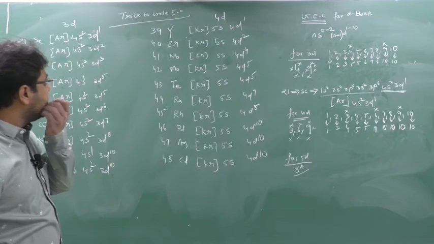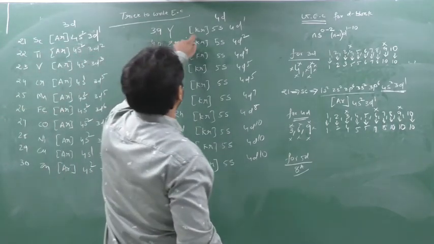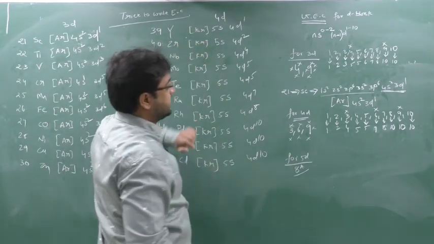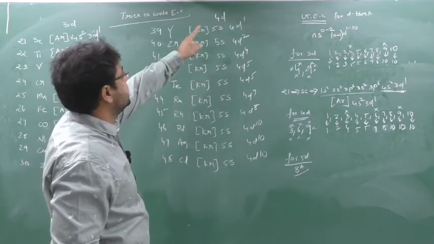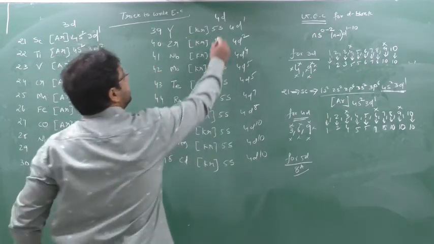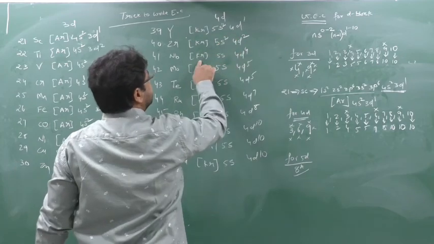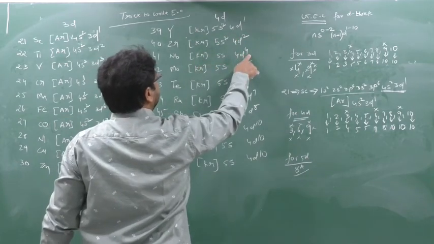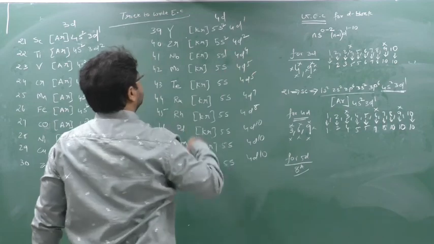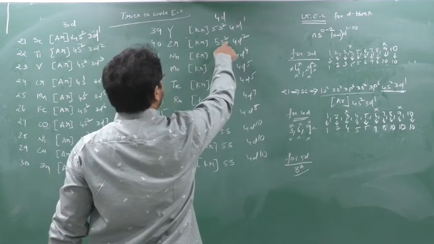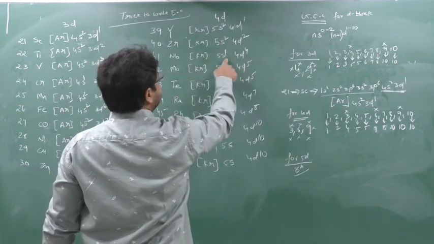Okay. Now see here. 39. So krypton is now 36. Krypton is 36 now. So 36 plus 1, 37. 36 plus 2, 38, 39. 36 plus 4, 40, plus 1, 41. 36 plus 2, 38, 39, 40. 36 plus 4, 40, plus 1, 41.